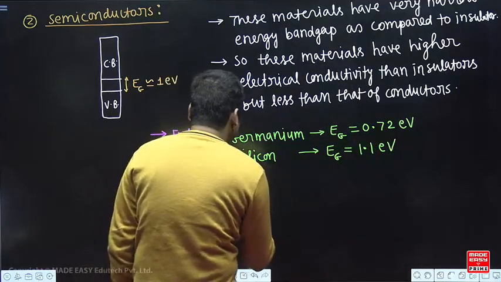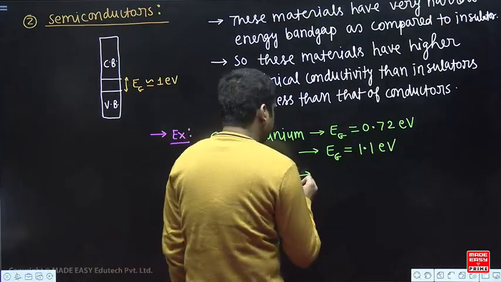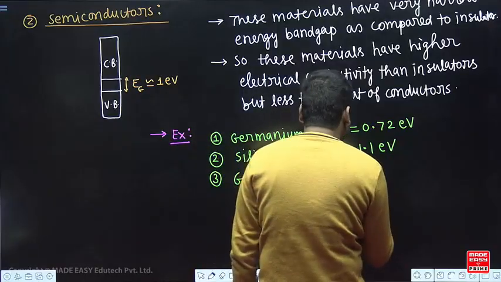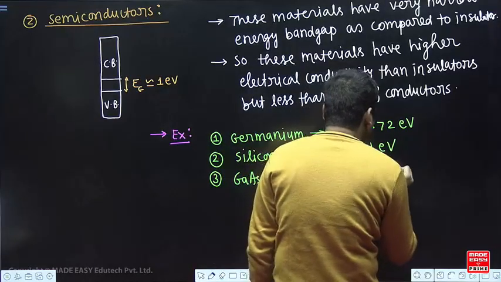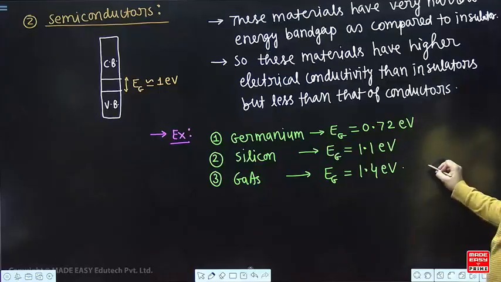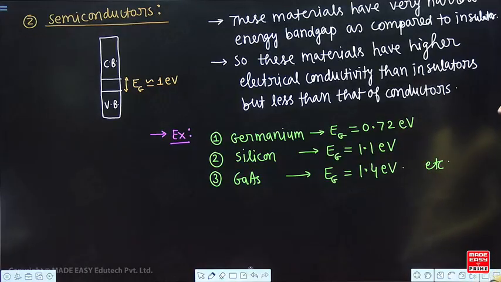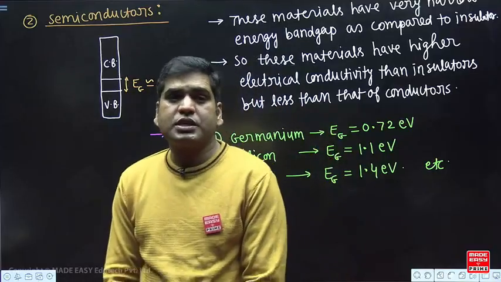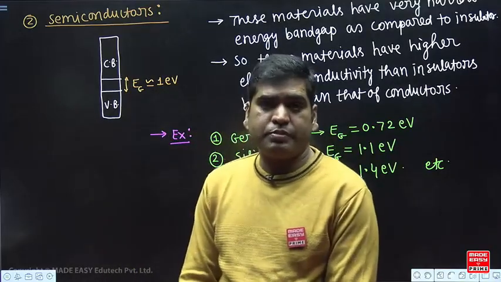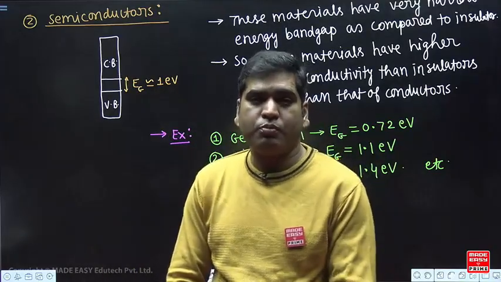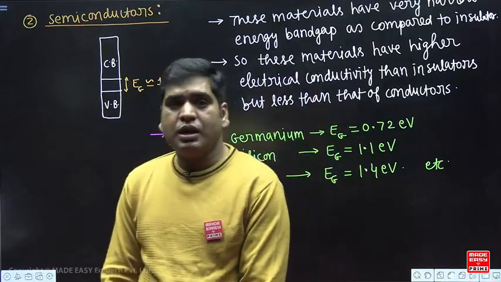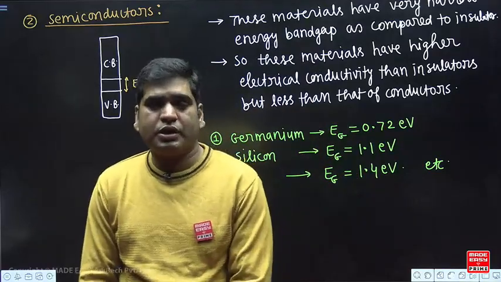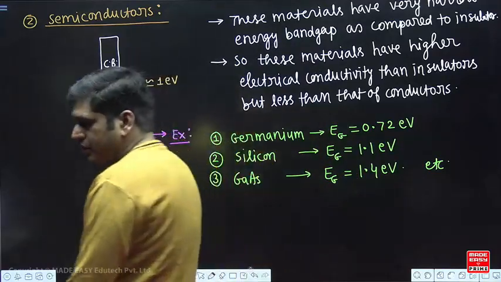The third one is gallium arsenide. This is also a very important semiconductor. The band gap is 1.4 electron volt. At least keep the sequence in mind. There are several other semiconductors also, but we are interested in these three. So these materials have a narrow energy band gap compared to insulators, so they may have more electrons than insulators. Hence their electrical conductivity would be greater compared to insulators.